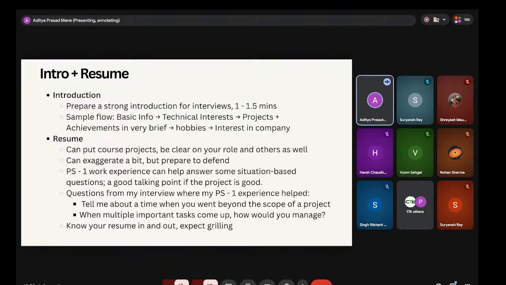Intro plus resume. So yes, you need a good, strong introduction for interviews. Looking at how attention spans have been dropping, just don't go beyond 1 or 1.5 minutes. That should be good enough.